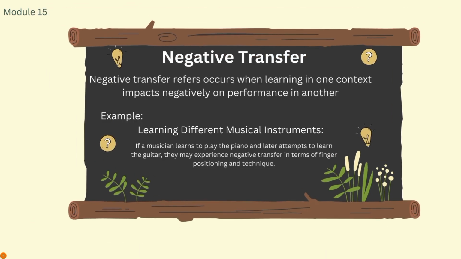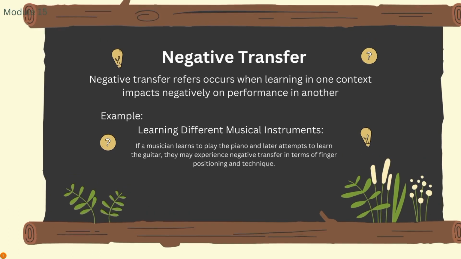Second is a negative transfer. This transfer is said to be negative when previous learning is a hindrance or disrupts the learning of subsequent tasks. Otherwise, when the learning of one task makes the learning of other tasks harder, it is called negative transfer. Example, learning different musical instruments. If a musician learns to play the piano and later attempts to learn the guitar, they may experience negative transfer in terms of finger positioning and technique. The muscle memory and the hand coordination developed for piano playing may initially interfere with learning the guitar as the techniques for each instrument differ.